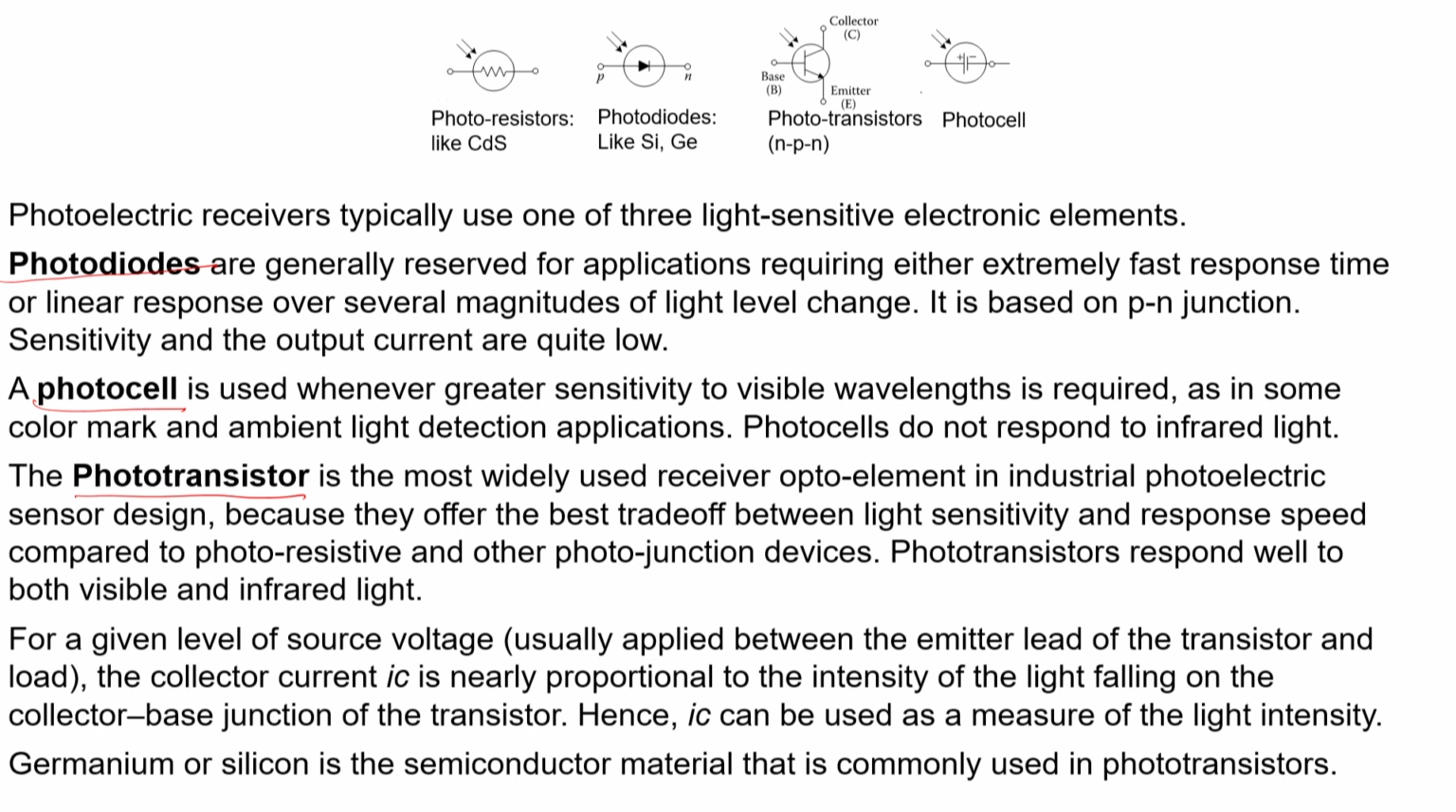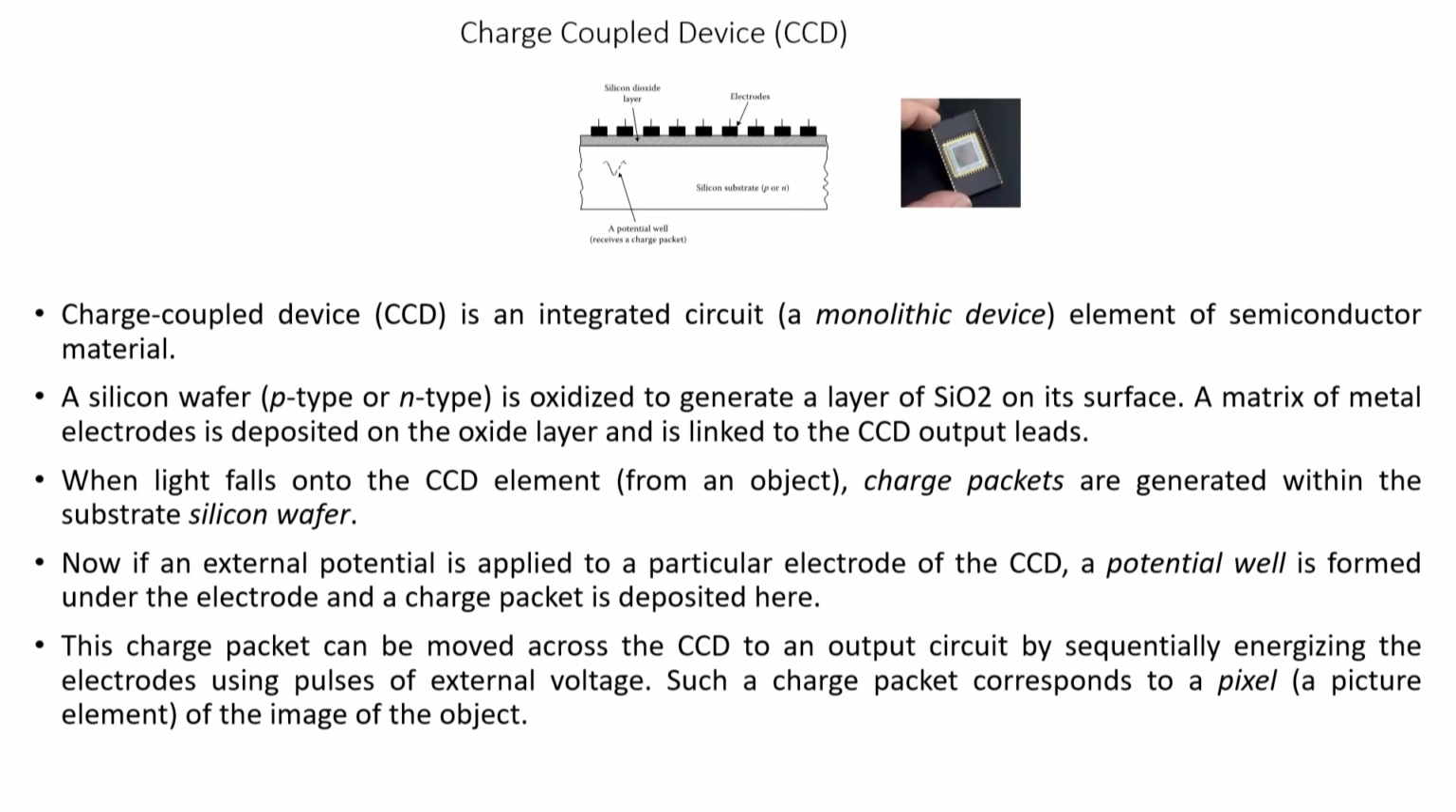For a given level of source voltage, the collector current is nearly proportional to the intensity of light falling on the collector base junction, and hence this can be used as a measure of the light intensity. And these are the semiconductor versions. Photoresistors are based on cadmium sulfide, photodiodes are based on silicon or germanium, and phototransistors are basically NPN junctions. They are the semiconductor counterparts of the sensors we have earlier discussed.